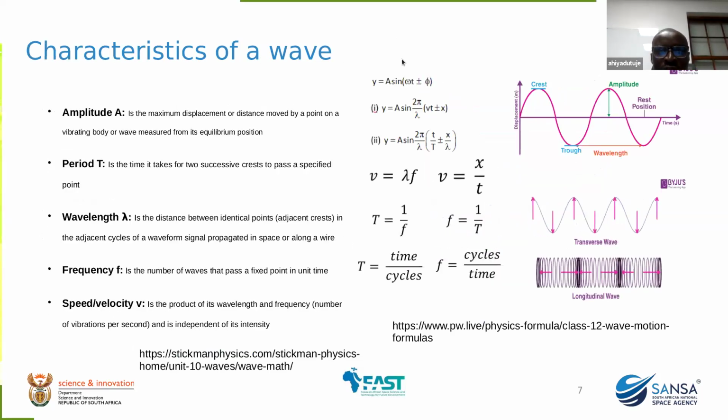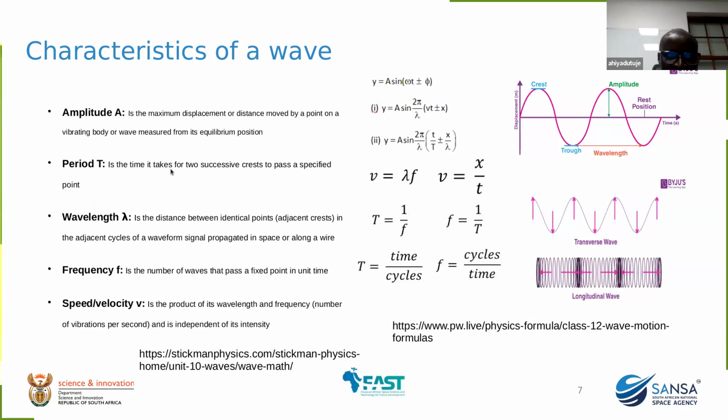Characteristics of waves: we have the amplitude. Waves have an amplitude, which is the maximum displacement or distance moved by a point on a vibrating body or wave, measured from its equilibrium position. As I have shown, this distance here is called the amplitude. Its unit is usually a length unit, which can be meter, kilometer, or other units of distance.